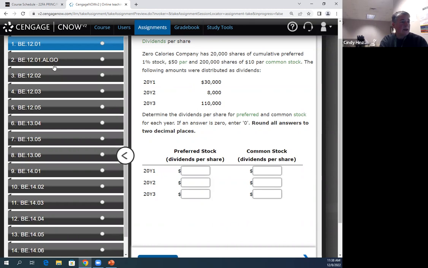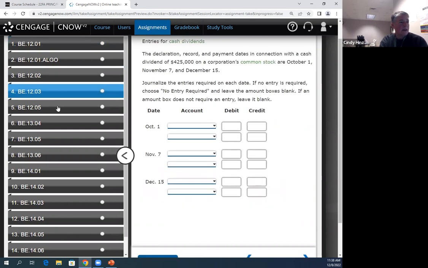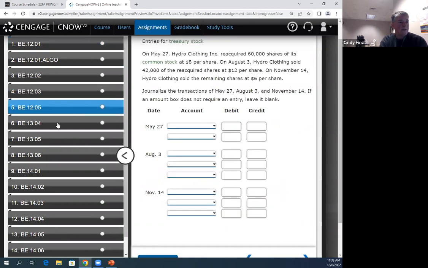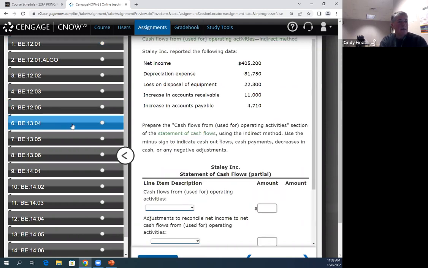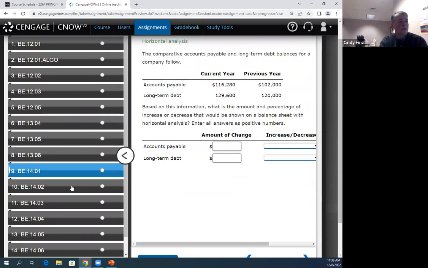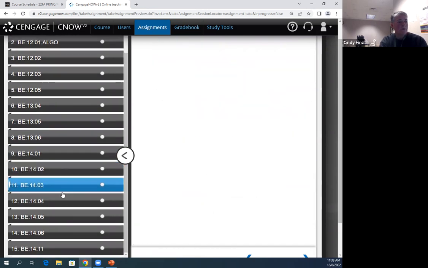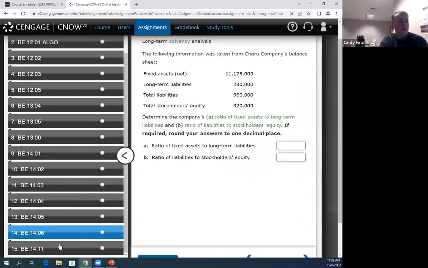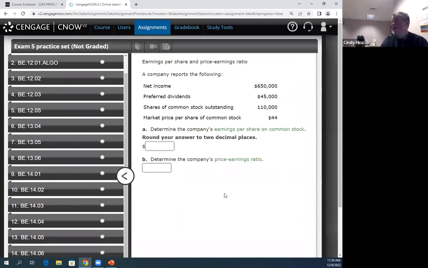So you can see that there is a scattering of exercises from all 3 chapters. Chapter 12, dealing with stockholders' equity. Chapter 13, producing a cash flow statement. And then chapter 14 that we've just done this week, doing some financial analysis using the information from the financial statements. So everything that's in this practice set, I would expect, is fair game for the exam.